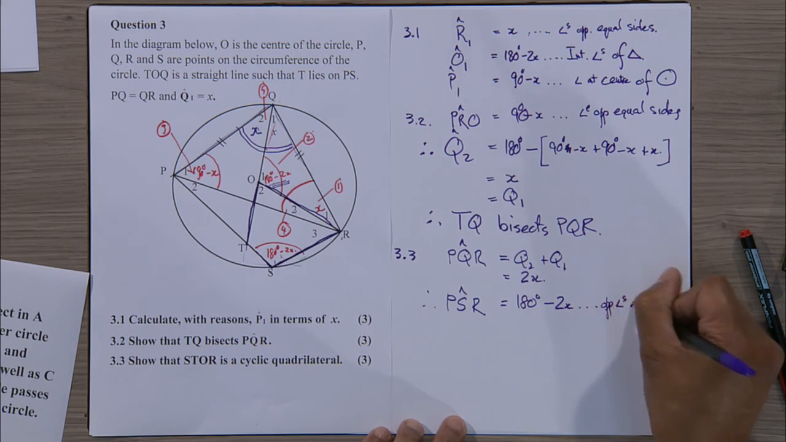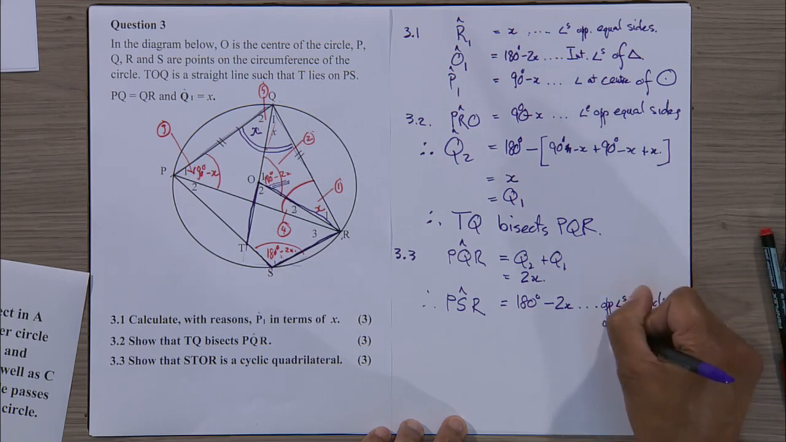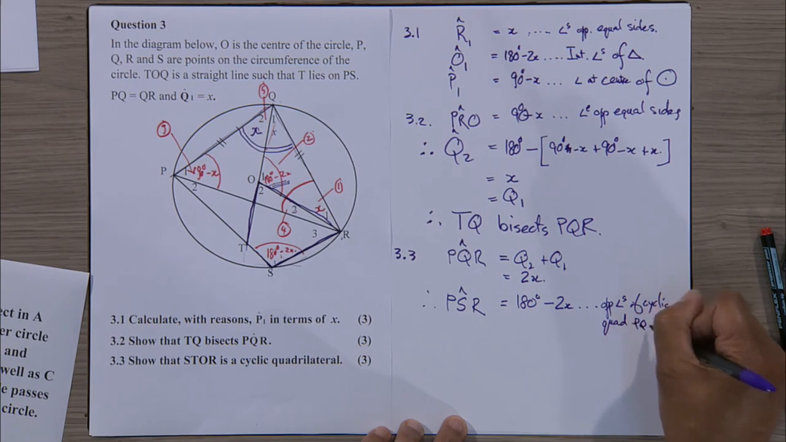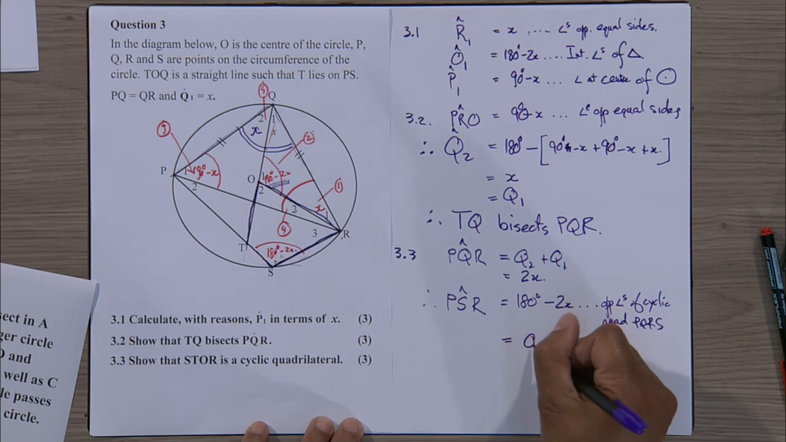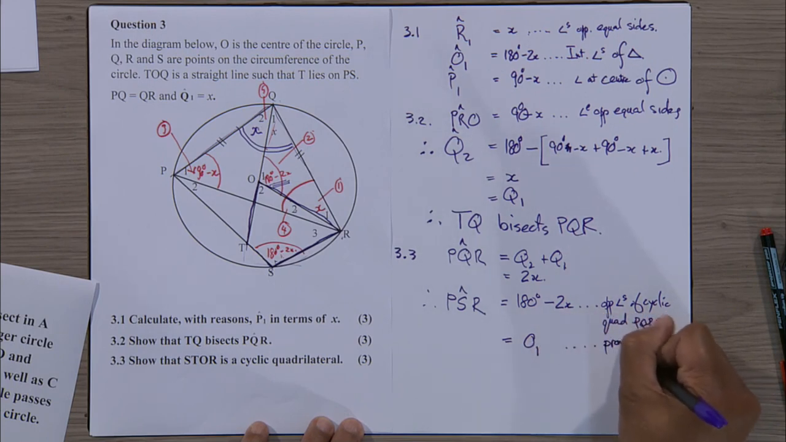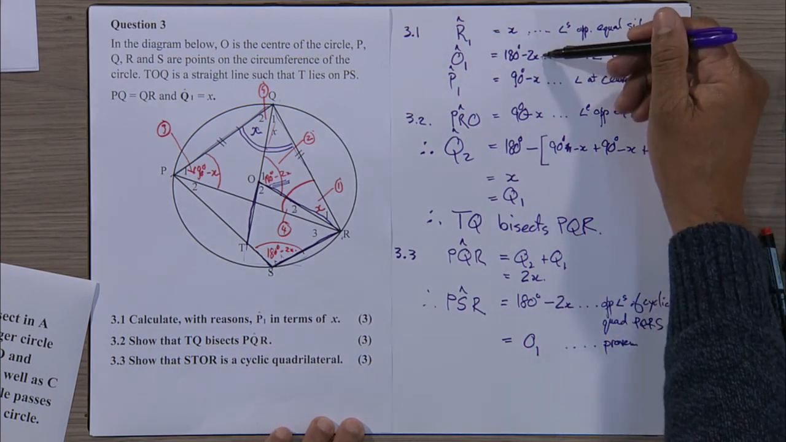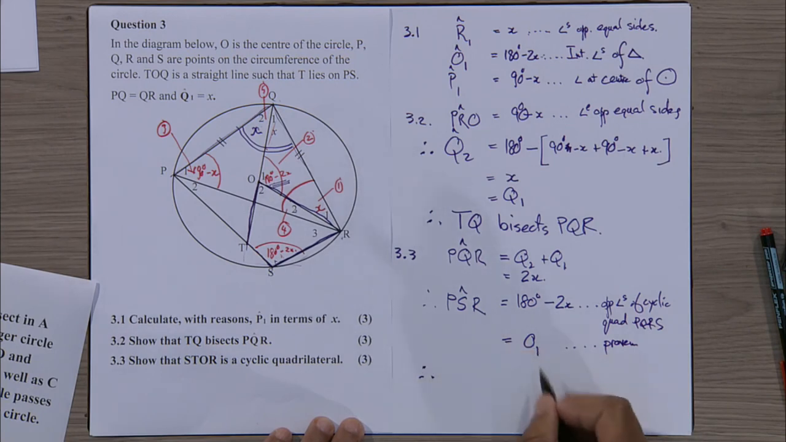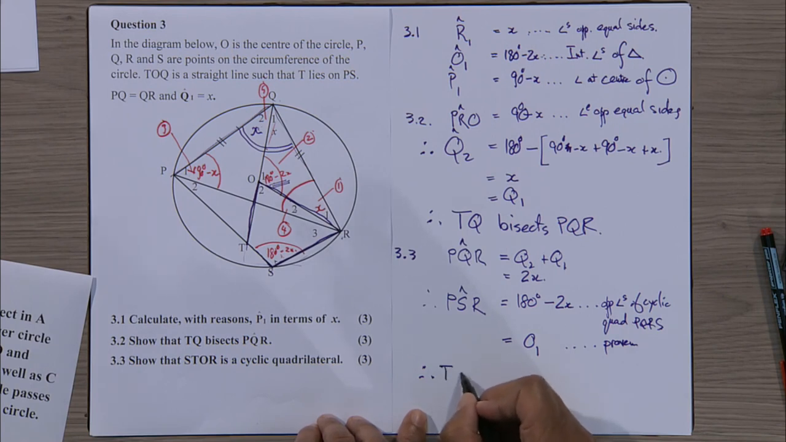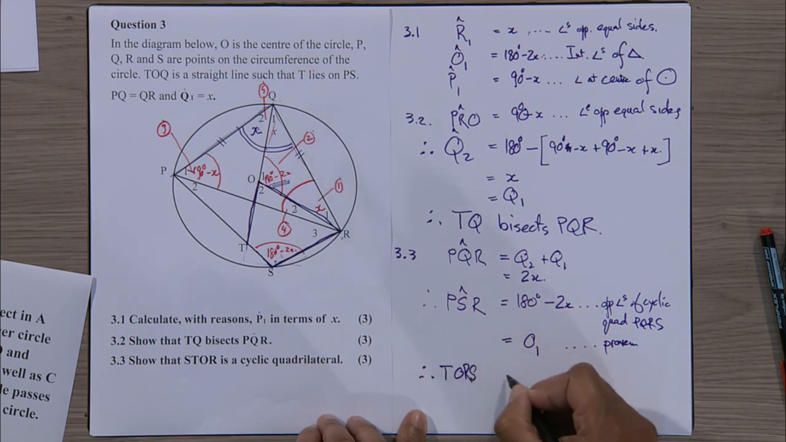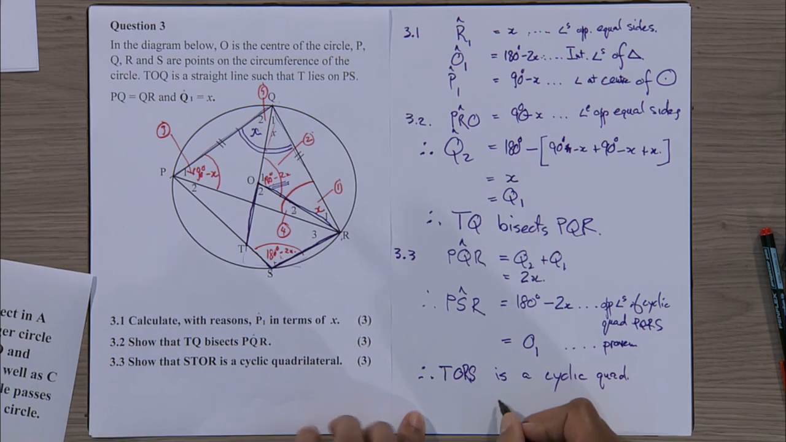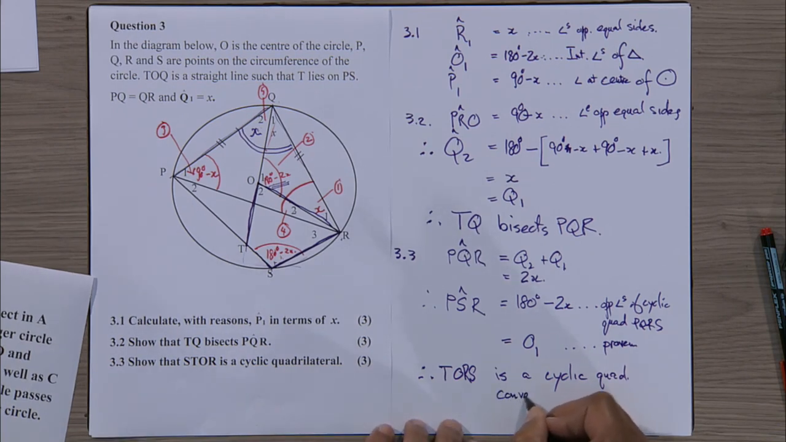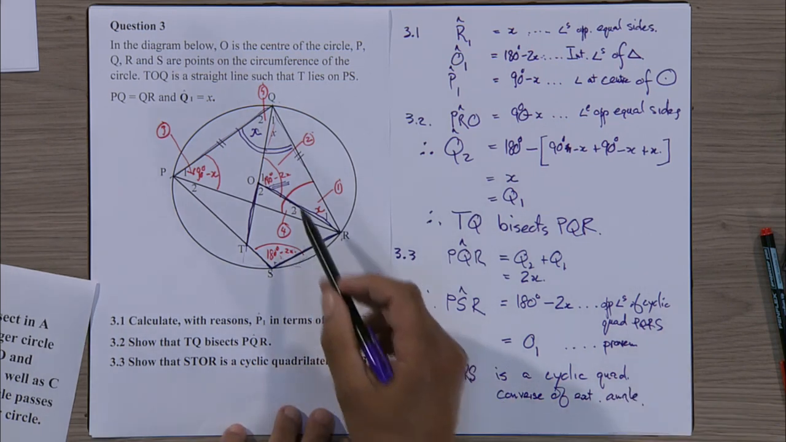Opposite angles of a cyclic quad. And to be perfect, I can name the cyclic quad PQRS, which then is already equal to O1. This is proven earlier that the angle is 180 minus 2x. There it is. So these two are equal. Therefore, STOR is a cyclic quad. And why is it a cyclic quad? Because of the converse of the exterior angle theorem. Because this is the converse, the exterior angle.